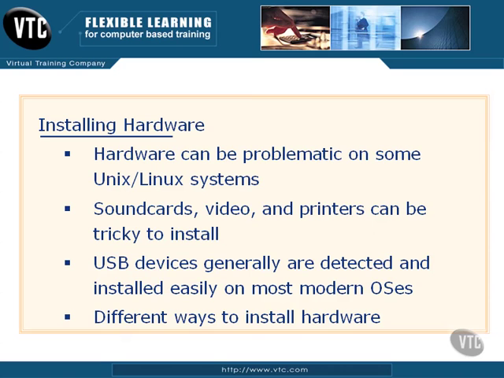Now, one of the things I want to show you during the next demonstration coming up are the different ways to install hardware. BSD has its own ways, OpenSUSE has its own ways. In some cases, Red Hat and other Linux distributions have their own ways as well. So let's just look at a couple of examples of ways that hardware can be installed on Linux and Unix.